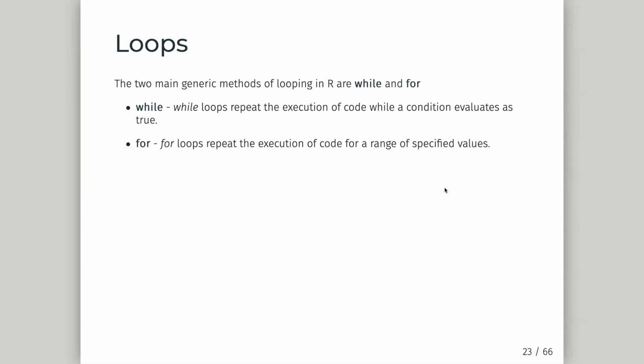While loops repeat the execution of code while a condition evaluates as true. So I usually use this for reading a file. While I can still read this file, while I still have a line, keep reading. Eventually you don't have a line, just stop. For loops repeat the execution of code for a range of specified values. So 1 to 10, loop through them. For every element in my list, loop through them. So for loops loop through a specific range, while loops keep going until a conditional is false.